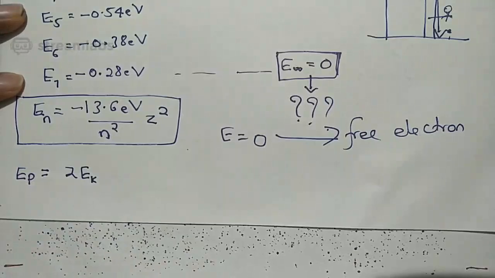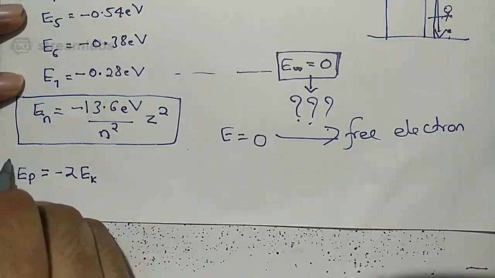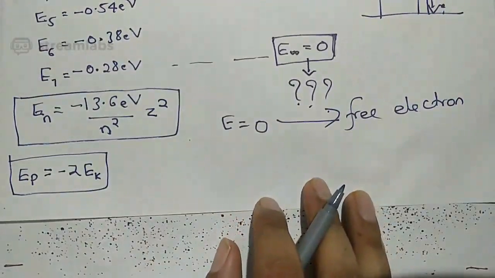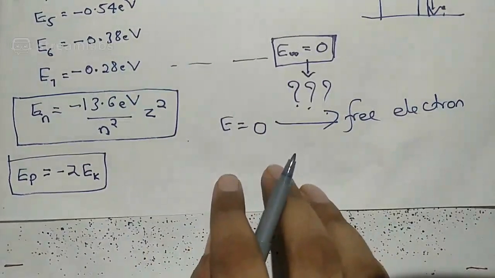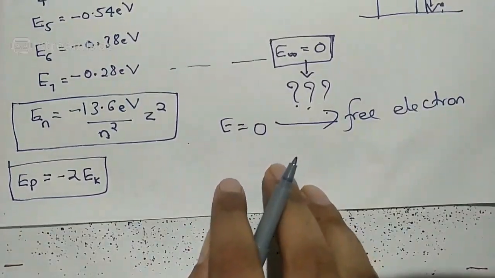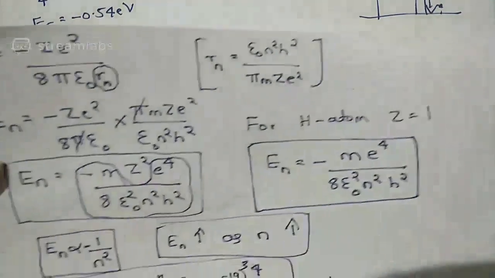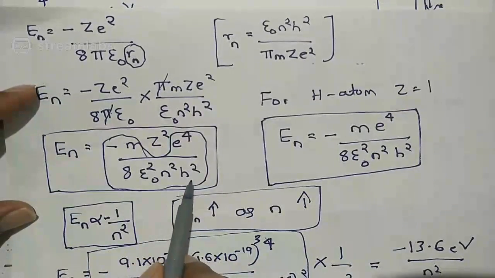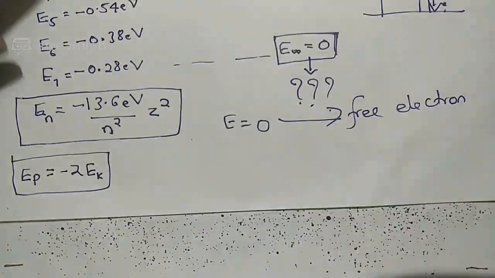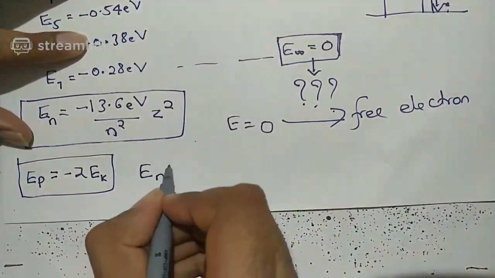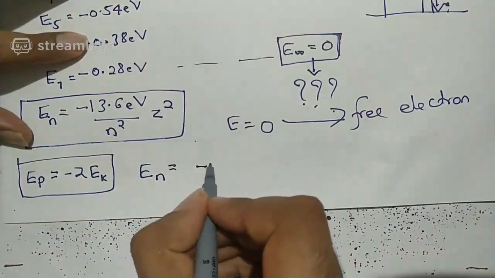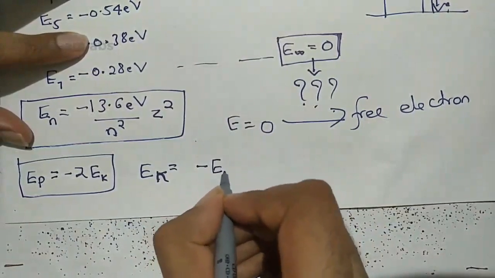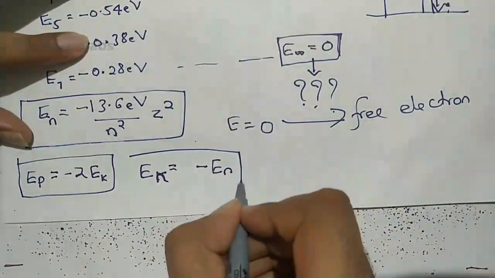Is it only 2 times kinetic energy? No, minus 2 times kinetic energy. So potential energy is minus 2 times kinetic energy. And look at total energy. What is total energy? Total energy is m Z square e to the power 4 by 8 epsilon naught square n square h square. So that means kinetic energy is negative of total energy.